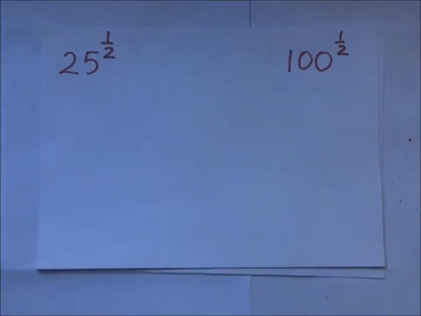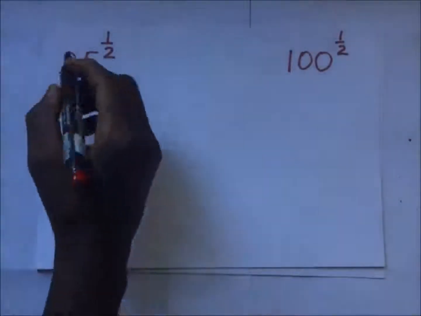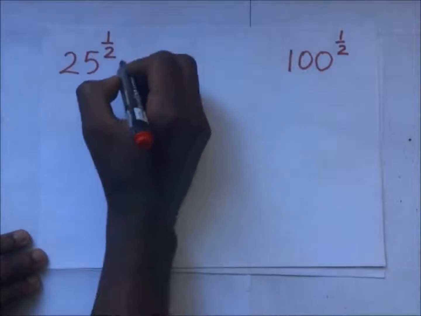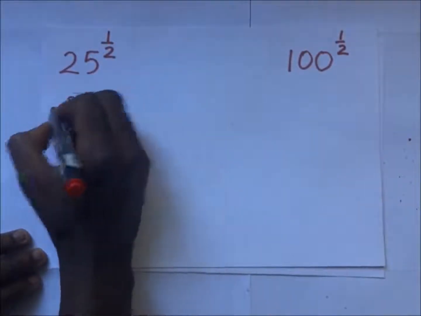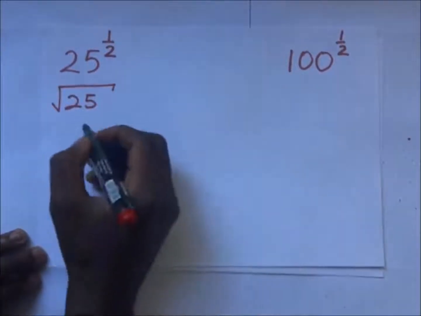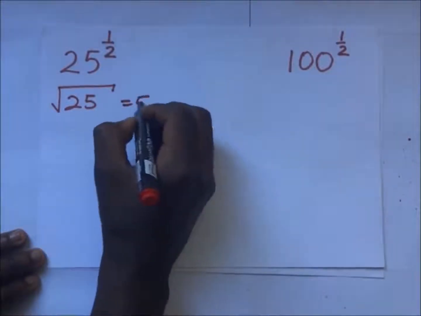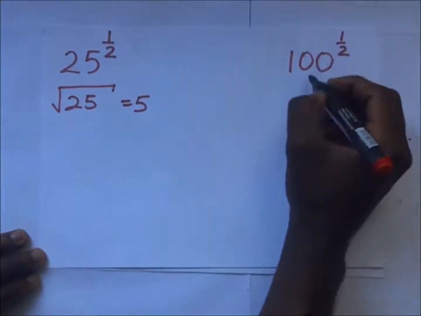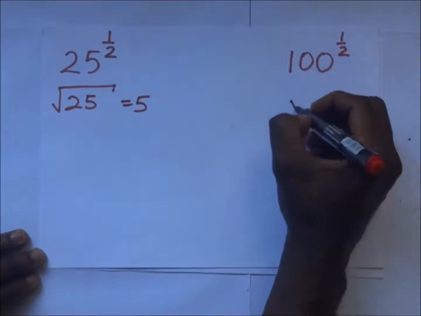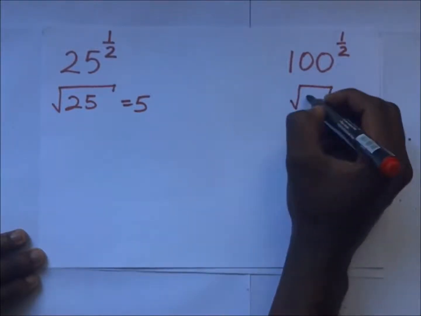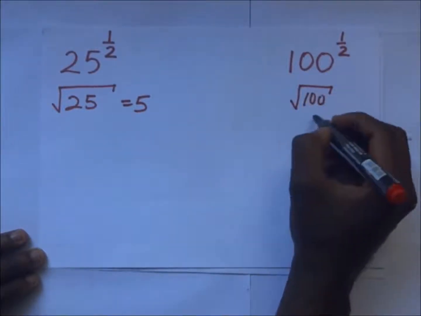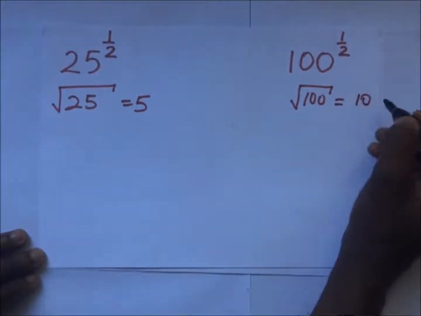Let's calculate a few examples. We have 25 to the power half. Of course, 25 to the power half is the same as saying the square root of 25. And we all know that the square root of 25 is 5. Even here, 100 to the power half is the same as saying the square root of 100. And we all know that the square root of 100 is 10.